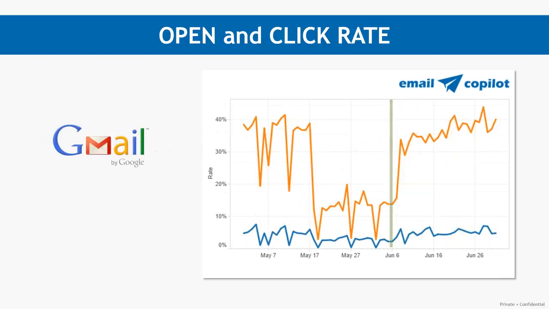And finally on Gmail, wow, huge drop in opens from almost 40% to around 15%. Soon after it was fixed, it bounced back up to 30%, and eventually over about a 2-week period of time, it grew back to that 40% where it started.